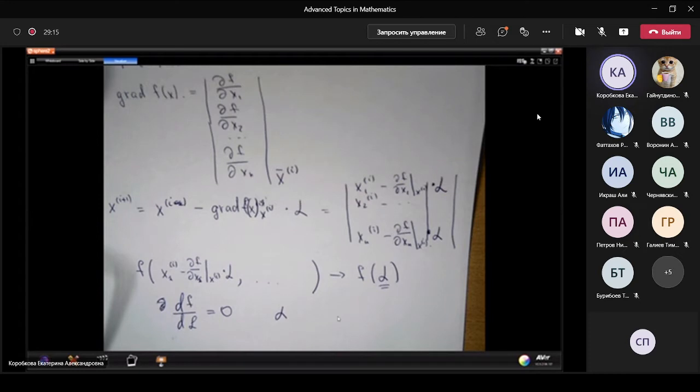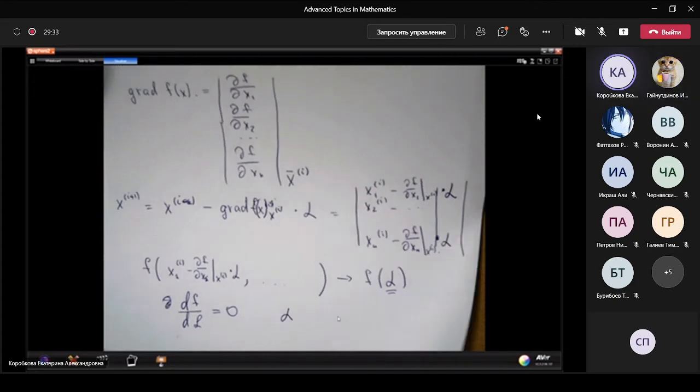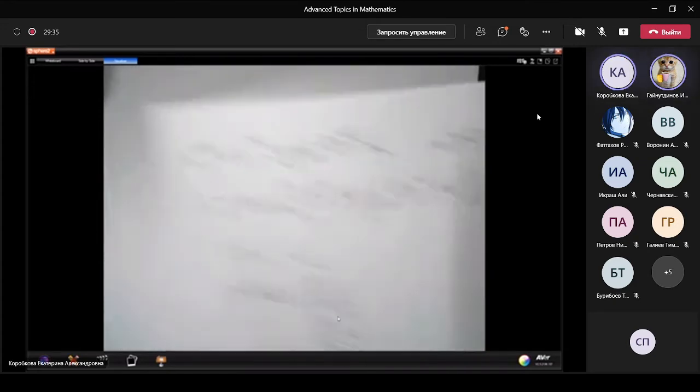Does it look more clear now or no? It's a bit messy. Can you please show a basic example, maybe with some function? If it's possible. Okay.